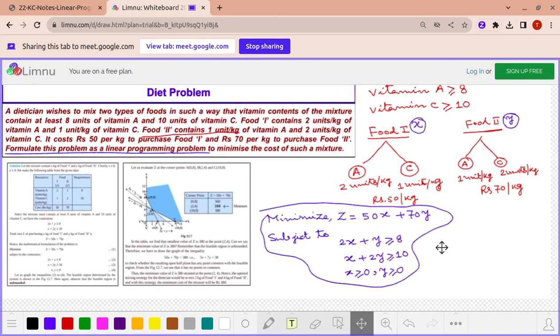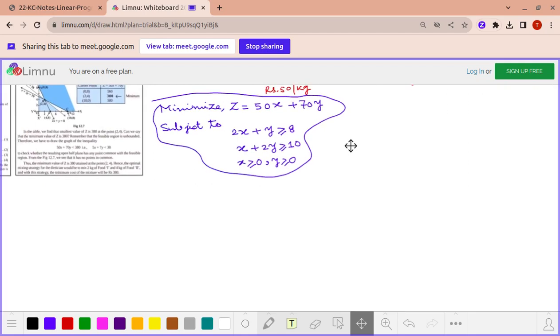To solve it, dear students, we need to draw the graphical representation of these straight lines. Though it is 2x plus y greater than or equal to 8, we will consider 2x plus y equal to 8, and we will take the right hand side as it is, greater than or equal to 8. So let me draw this graphical representation.